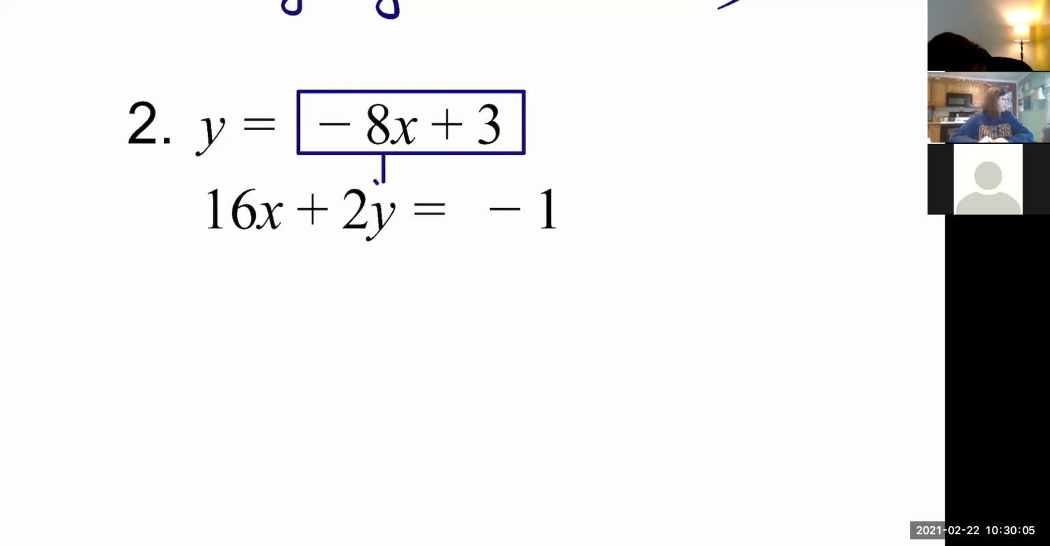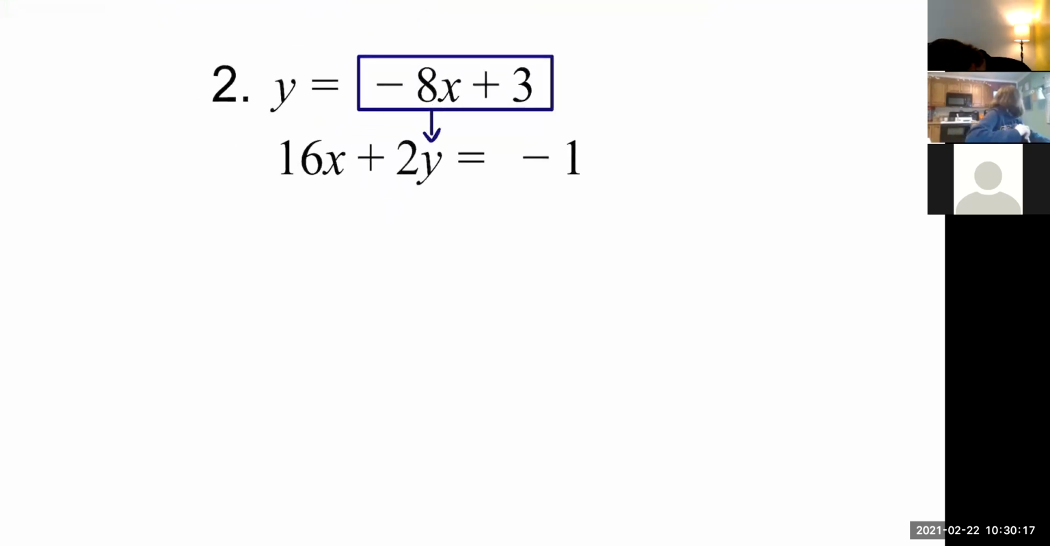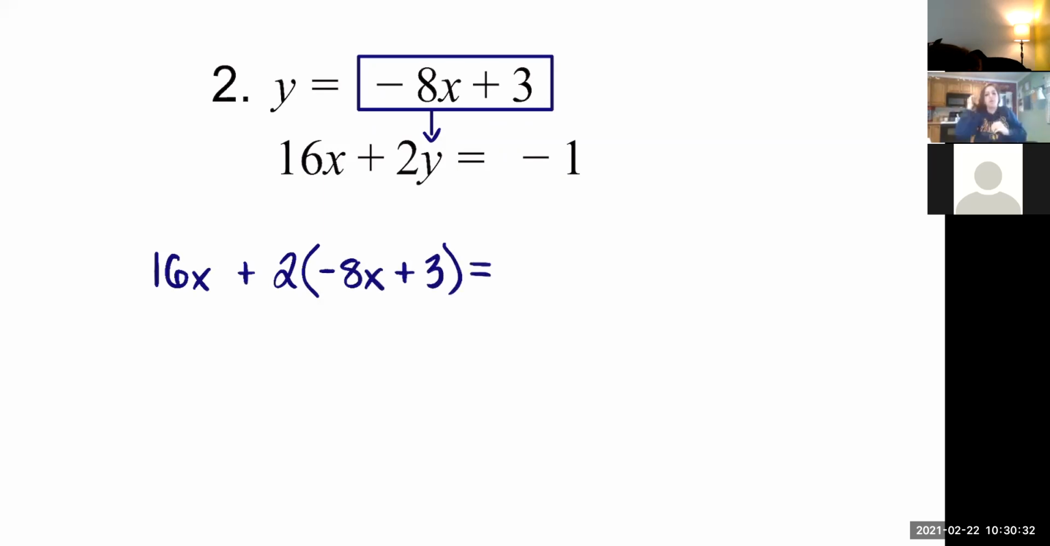Now the y in the second equation is where we're going to make that substitution. Everything else in that equation is not going to move. Everything else stays exactly where it's at. So that bottom equation is going to become 16x plus 2, but I'm going to remove the y and in its place put the negative 8x plus 3, close the parentheses, and that is still set equal to negative 1. So that is the bottom equation, but the y is now negative 8x plus 3, thanks to the top equation telling me that y is negative 8x plus 3.